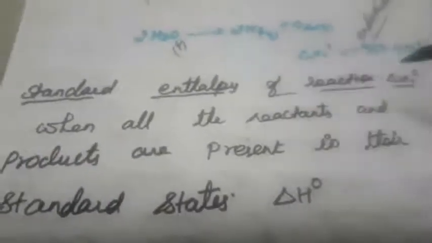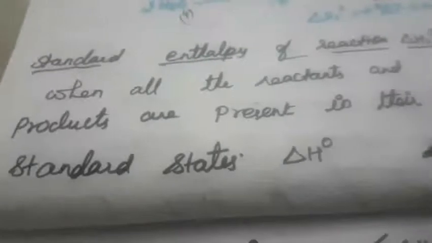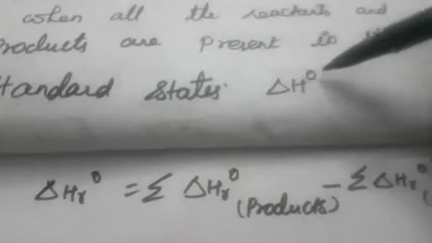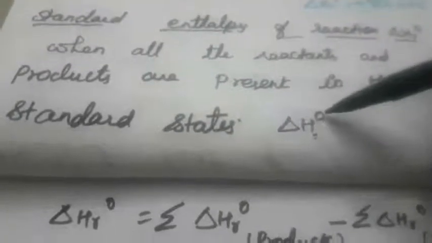Next we are going to see what is meant by standard enthalpy of reaction. When all the reactants and the products are present in their standard state, that is called the standard enthalpy of reaction. What is the standard state? 1 bar pressure at 25 degrees Celsius, at 1 atmospheric pressure. That is called the standard state. It is represented by the superscript 0, so standard enthalpy means delta H0.